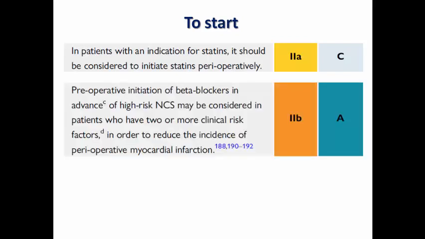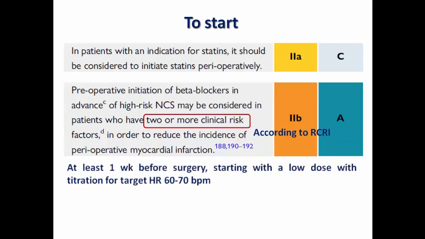There is a class 2B, so there is a controversy about this issue, to start beta blockers before high-risk surgeries in those with 2 or more clinical risk factors according to the revised cardiac risk index, in order to reduce the incidence of preoperative MI or tachyarrhythmias, at least 1 week before surgery, starting with a low dose and titration for a target heart rate of 60 to 70 beats per minute.